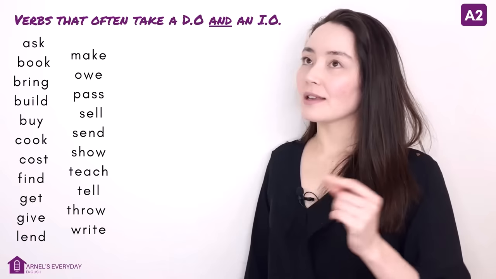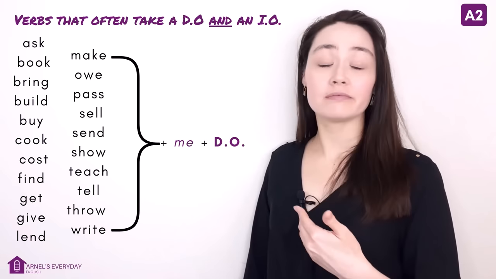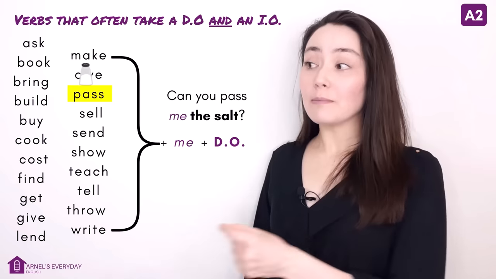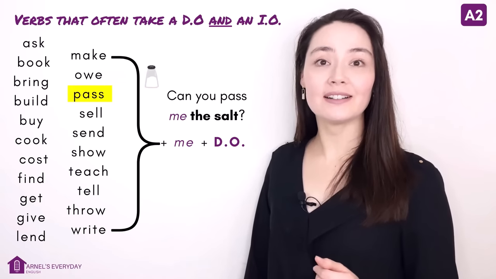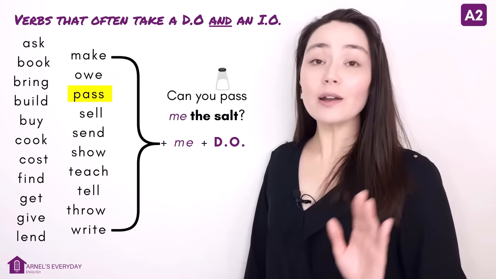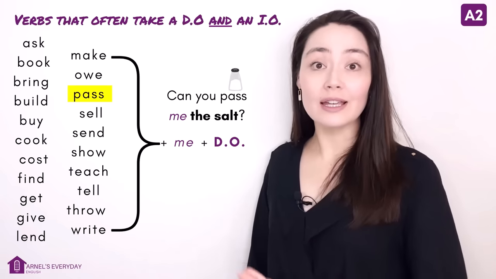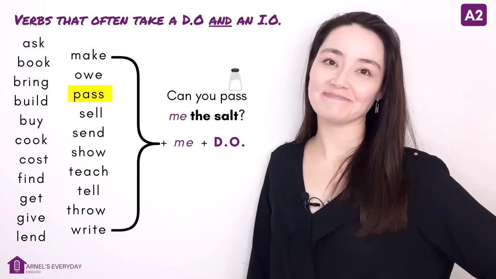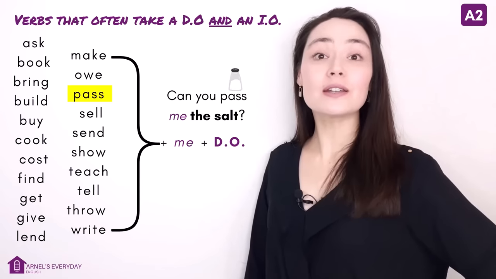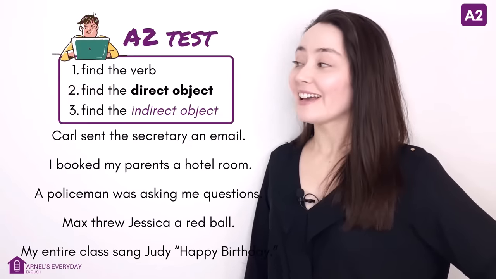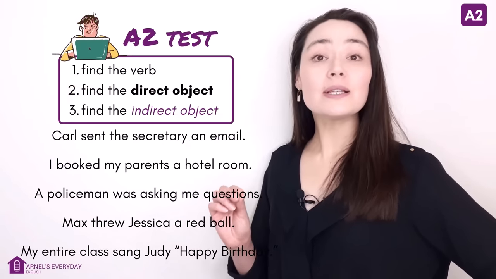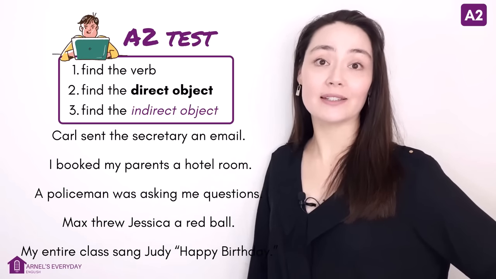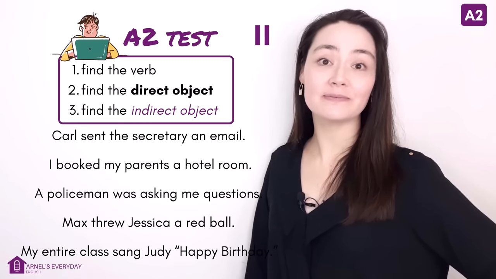I have my verbs. I'm going to choose the indirect object, me, and I'll give you one example. Can you pass me the salt? If you want, pause the video and think of your own example sentences. Okay, first mini test. I have my sentences here. Can you please find the verb, the direct object, and the indirect object? Pause the video to do this.